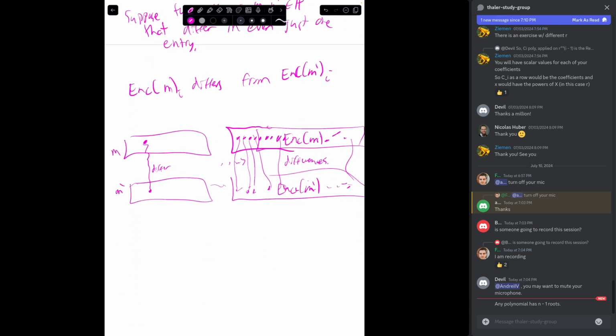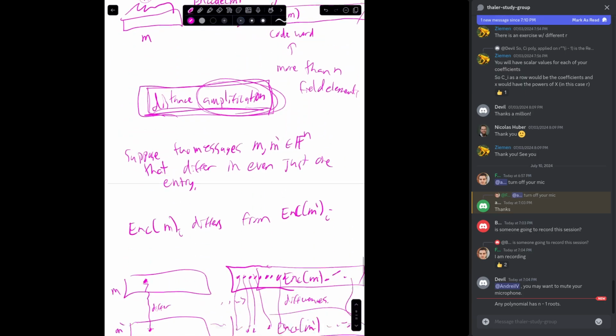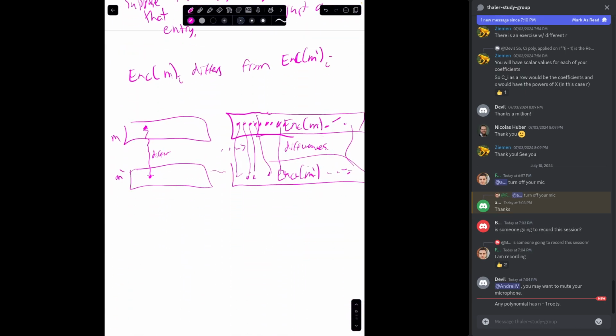And that's exactly what the distance amplification property of error correcting codes gives, where even one tiny difference gets blown up, after you do the encoding, into very easily detectable differences. So what's happening in Reed-Solomon fingerprinting is, excuse me, encoding.